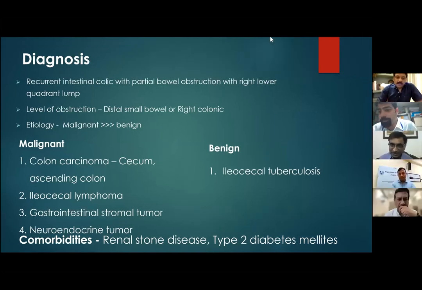Arup, would you like to answer? And also in the differential of tuberculosis, we are always keeping Crohn's. So obviously that's a good question. You need to take it.